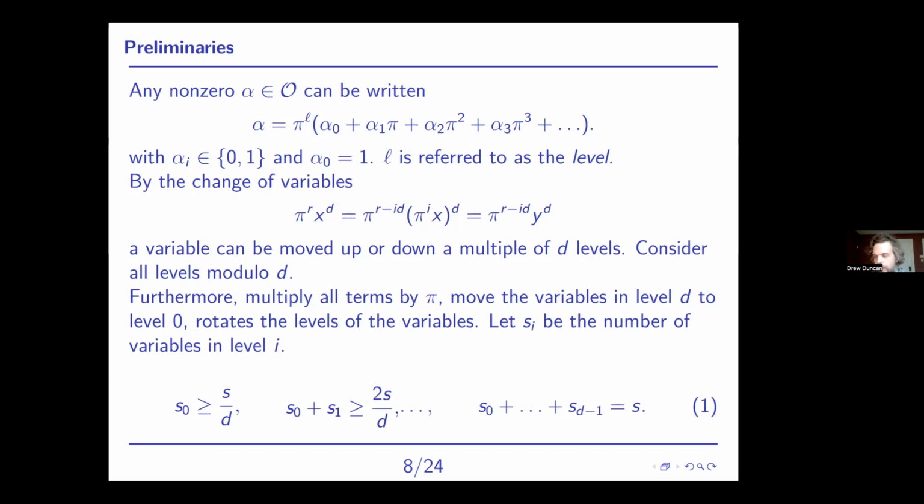And one specific, very convenient configuration of variables, we've referred to this, putting it into this form, as the process of normalization. That if we let this describe the number of variables in level 0, then that number of variables will be at least the total number of variables divided by the total number of levels, which is d in this way of thinking about it. And the number of variables in the first 2 levels will be at least 2 times that amount. The number of variables in the first 3 levels will be at least 3 times that amount, and so on. In fact, we'll only use the first 2 for this result, but this will be very useful at the end.